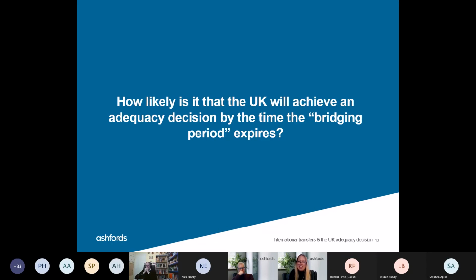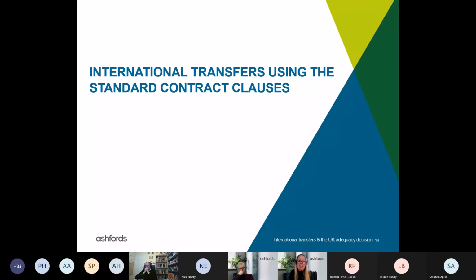And that leads on nicely to our final topic, which Charlotte's covering, and that's looking in a bit more detail at these safeguards and in particular at the model clauses. Thanks, Hannah. Good afternoon, everyone. I'm Charlotte Kingman. I'm an associate in the Commercial and Data Protection team, and I'm going to be discussing international transfers using standard contractual clauses, particularly focusing on the context of EU transfers post-Brexit.